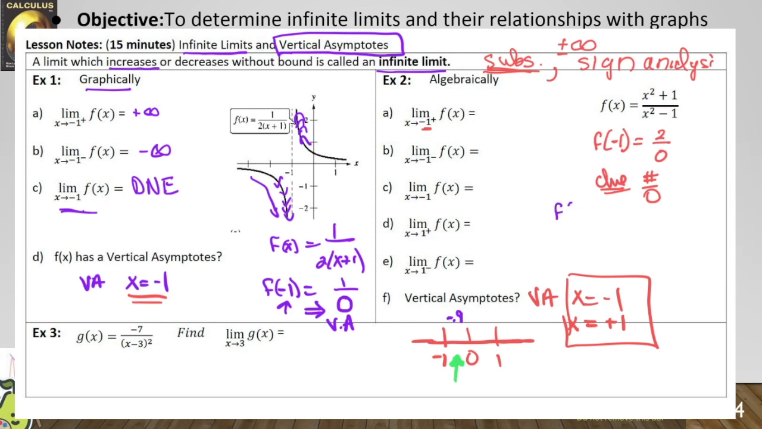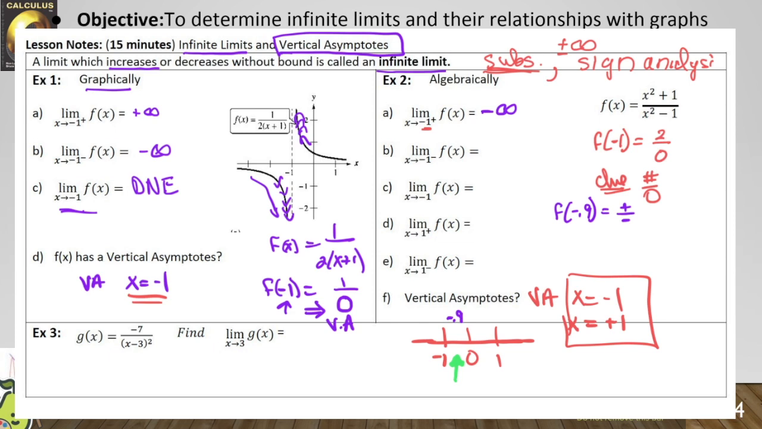So f of negative 0.9, I really don't care about the answer. What I care about is whether it's positive or negative. You take your negative and square it, add 1, it's a positive. You take your negative and square it, and then subtract 1, you get a negative. So a positive divided by a negative is a negative. Now remember, we already established this was at an asymptote, so negative infinity. To the right side of negative 1, you're heading down the asymptote.